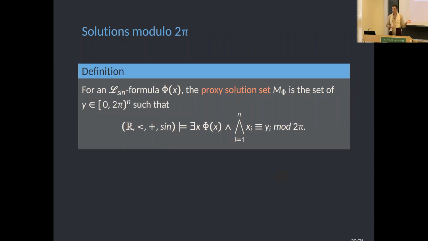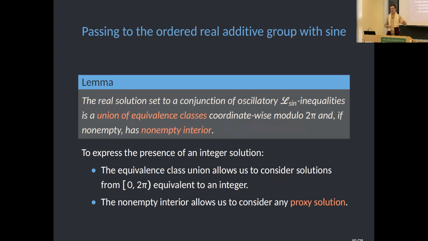So here, if we have an L-sign formula phi, for its use we can think of phi as a conjunction of oscillatory L-sign inequalities, as I mentioned. We say that the proxy solution set, again over the real numbers, is a set of y, which are tuples in 0 to 2 pi, such that the real additive group with sine, which again we can think of as our original setting but no longer with a predicate for Z or N, models the existence of some solution which is equivalent mod 2 pi coordinate-wise to this y. Okay, and this is essentially formalizing what we thought through in this slide.